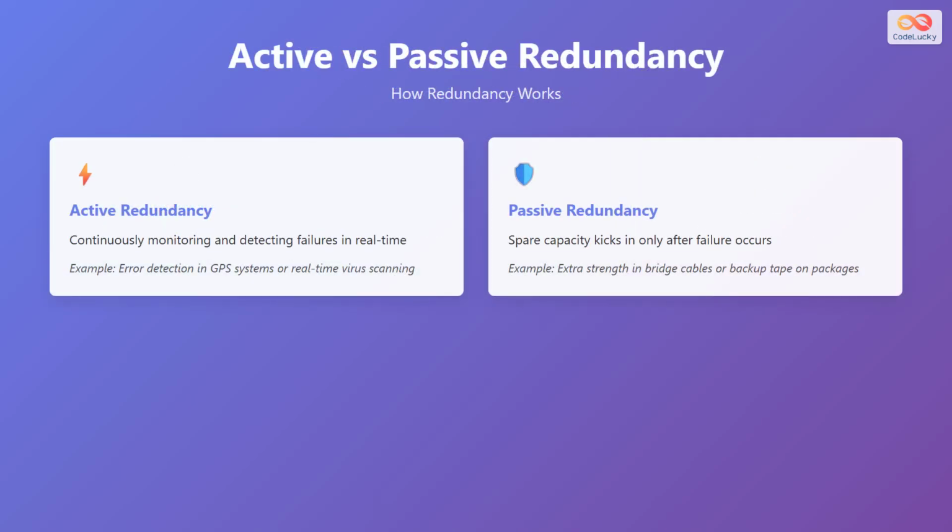There are two main approaches to implementing redundancy. Active redundancy continuously monitors systems in real time, detecting failures immediately so that action can be taken before users notice any problems. Examples include real-time virus scanning or GPS error detection. Passive redundancy, on the other hand, only kicks in after a failure occurs. Think of it like extra strength built into bridge cables or extra tape on a package. The backup components aren't actively working until something goes wrong.